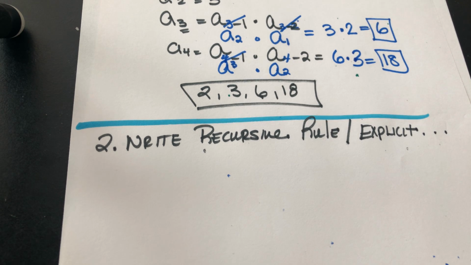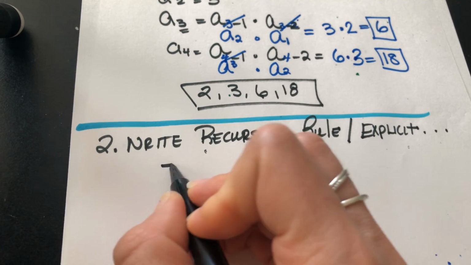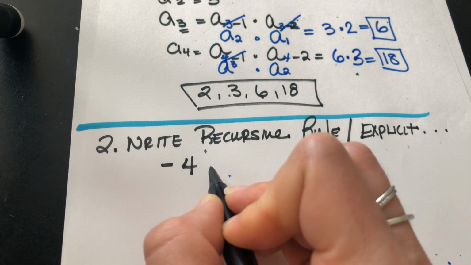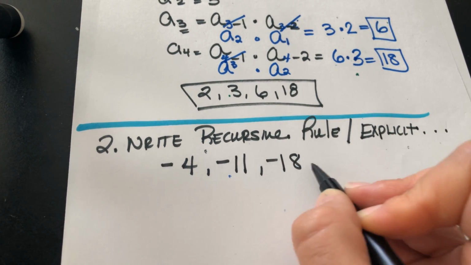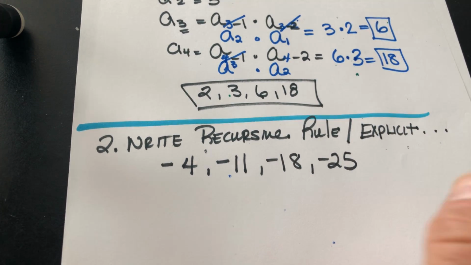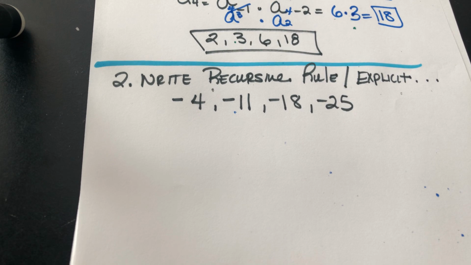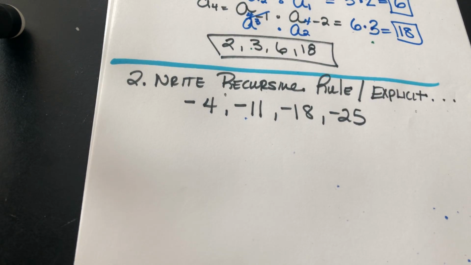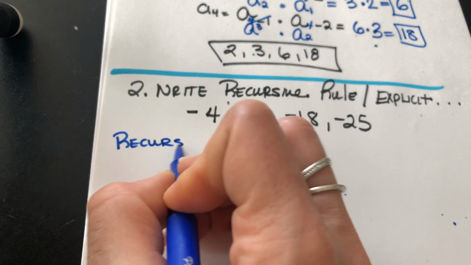Okay, so here's your first problem. We got -4, -11, -18, -25. So I want you to understand the difference between the recursive rule and the explicit rule and how they're written. All right, so let's first do our recursive, because that's what we're just learning.